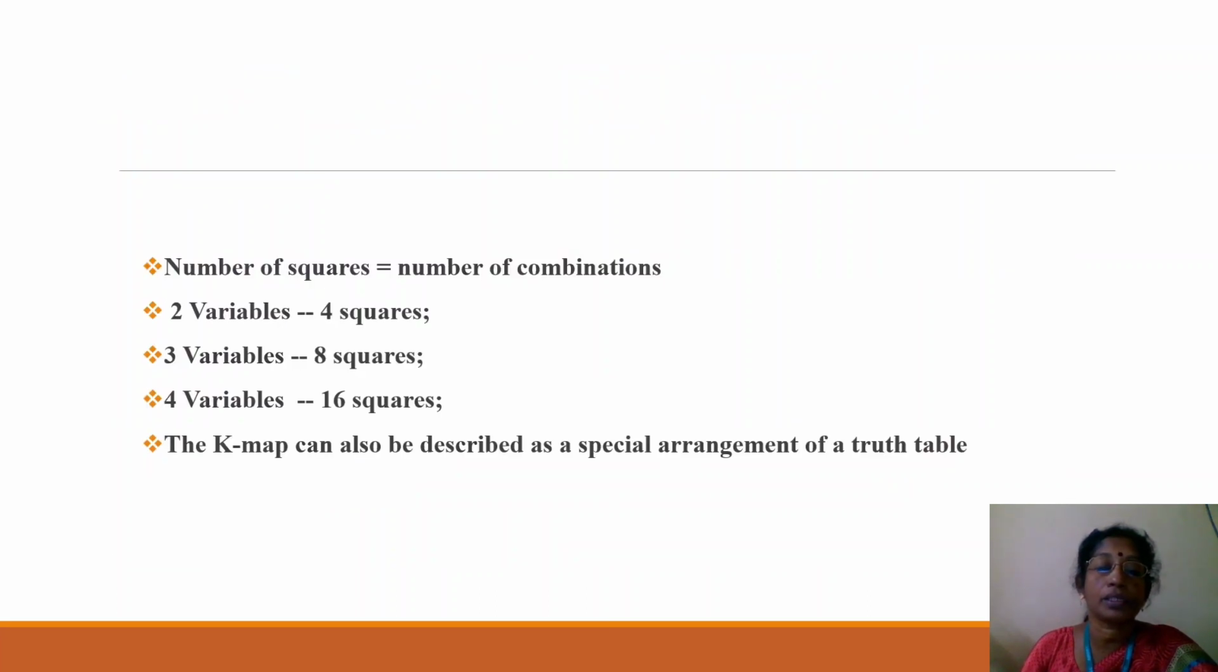The number of squares in the K-map will be equal to the number of combinations. If we are having 2 variables, then we will be using 4 squares. It will be in the form of 2 power n. If you are having 3 variables, 2 power 3, it is nothing but 8 squares. And if you are having 4 variables, 2 power 4, that is nothing but 16 squares.